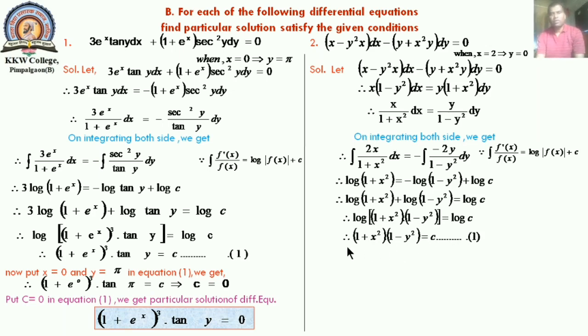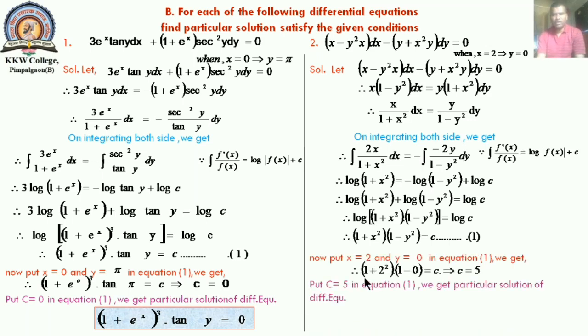Now to find the particular solution, we'll use the given condition x is equal to 2 and y is equal to 0. So put x is equal to 2 and y is equal to 0 in equation 1. We'll get (1 plus 2 square) into (1 minus 0). The value of c is 5. Put that value in equation 1. The particular solution is (1 plus x square) into (1 minus y square) is equal to 5.